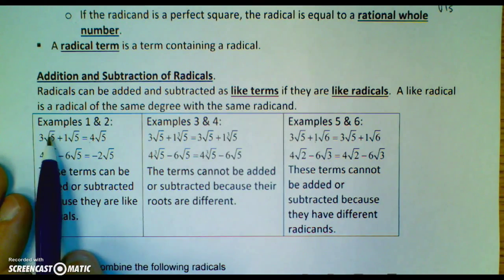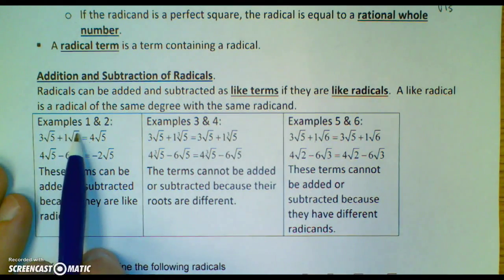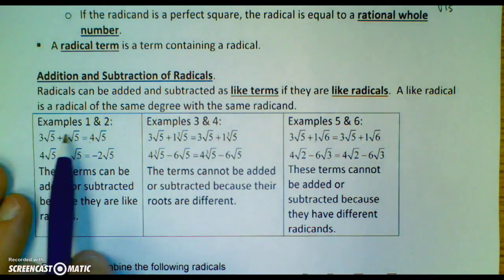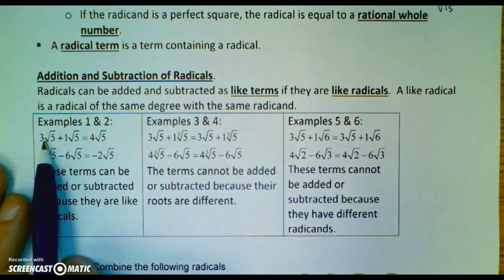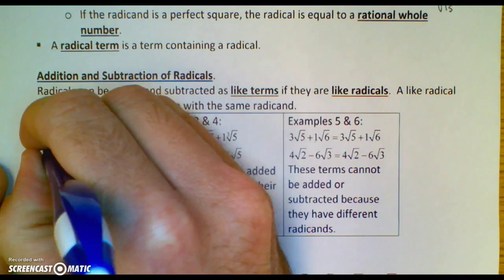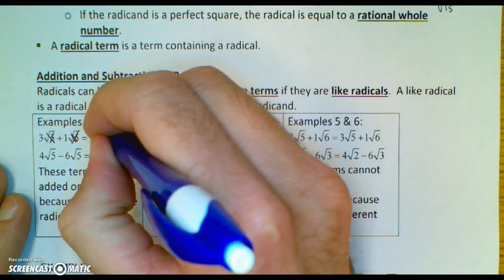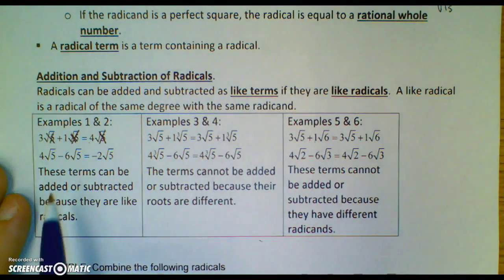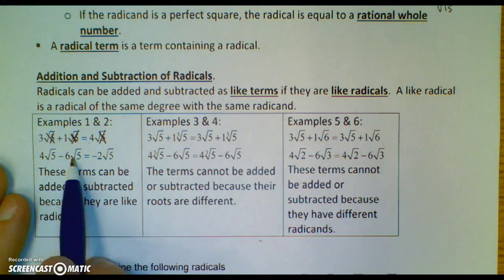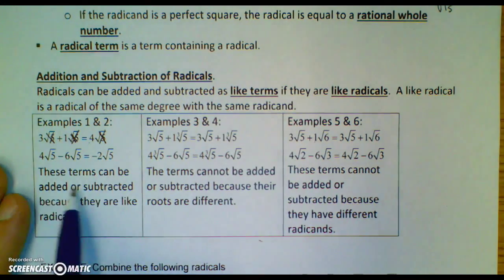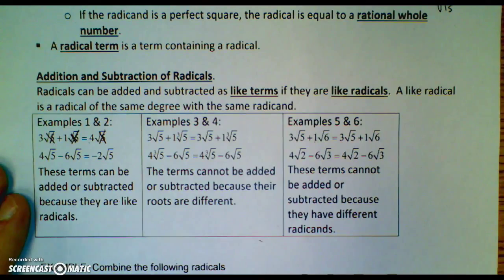3 square root 5s, so I've got 3 square root 5s plus 1 square root 5, altogether gives me 4 square root 5s. Notice, just like terms, the root 5 stayed the same. I just added the coefficients. If it helps, you can pretend these are like x's. And you've got 3x's plus 1x's, and that gives you 4x's. Same thing here. 4 root 5 minus 6 root 5 equals negative 2 root 5. So 4 minus 6 is negative 2 root 5. These terms can be added or subtracted because they are like radicals. They have the like radicand underneath the radical.